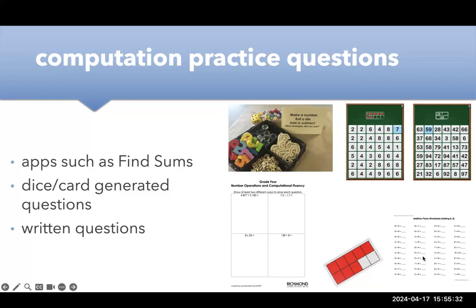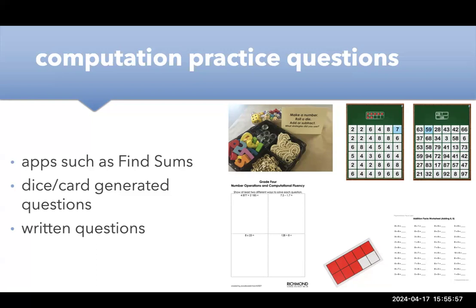I Googled a practice math sheet just to see what came up. This was a grade 1 or grade 2 example, and this one isn't bad. It says addition facts worksheet, adding 8 and 9. So it's really focusing on that strategy of adding something to 8 and something to 9. And again, I've put the little 10 frame of 8 up there as a visual support for students.